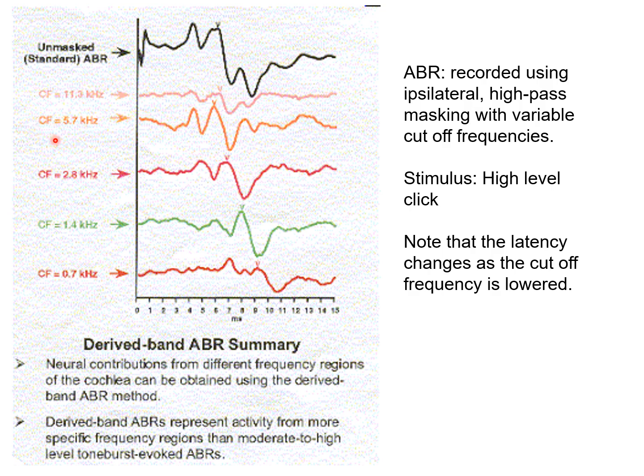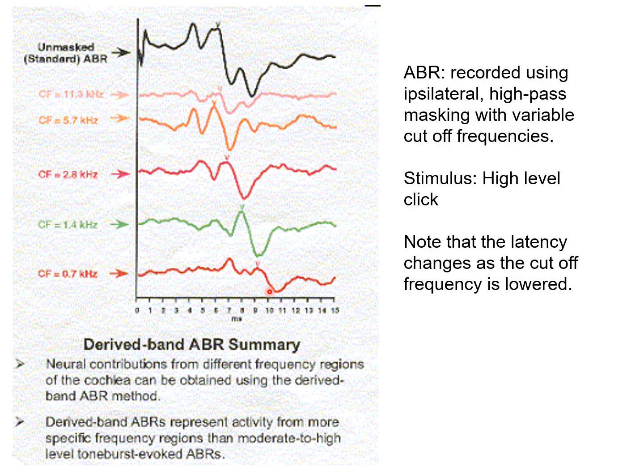Another condition, we have clicks plus high pass noise, but this time the cutoff frequency is at 5.7 thousand hertz for the high pass noise, and we get another ABR waveform and wave five is here. And in another condition, the cutoff frequency for the high pass noise is 2.8 thousand hertz. We get another wave five here, and then another cutoff frequency at 1.4 thousand hertz, another at 0.7 thousand hertz. So as you can see, the wave five latency is prolonged when we change the cutoff frequency.